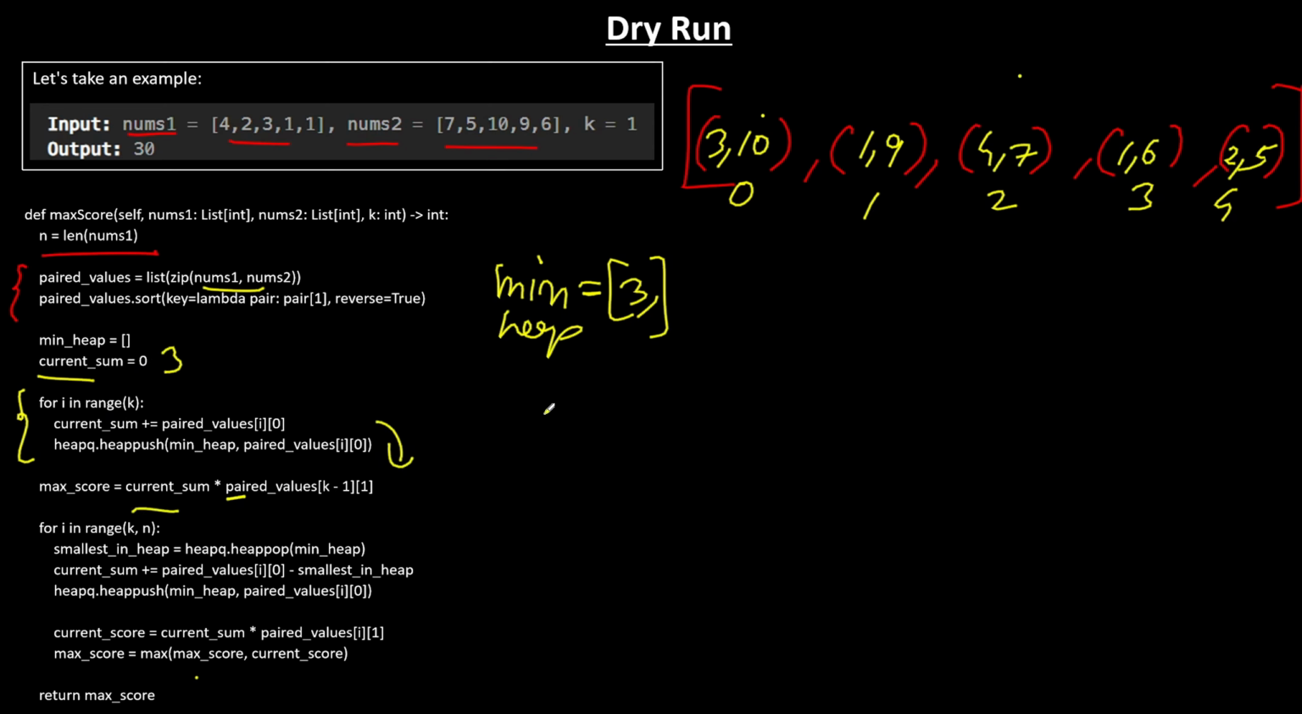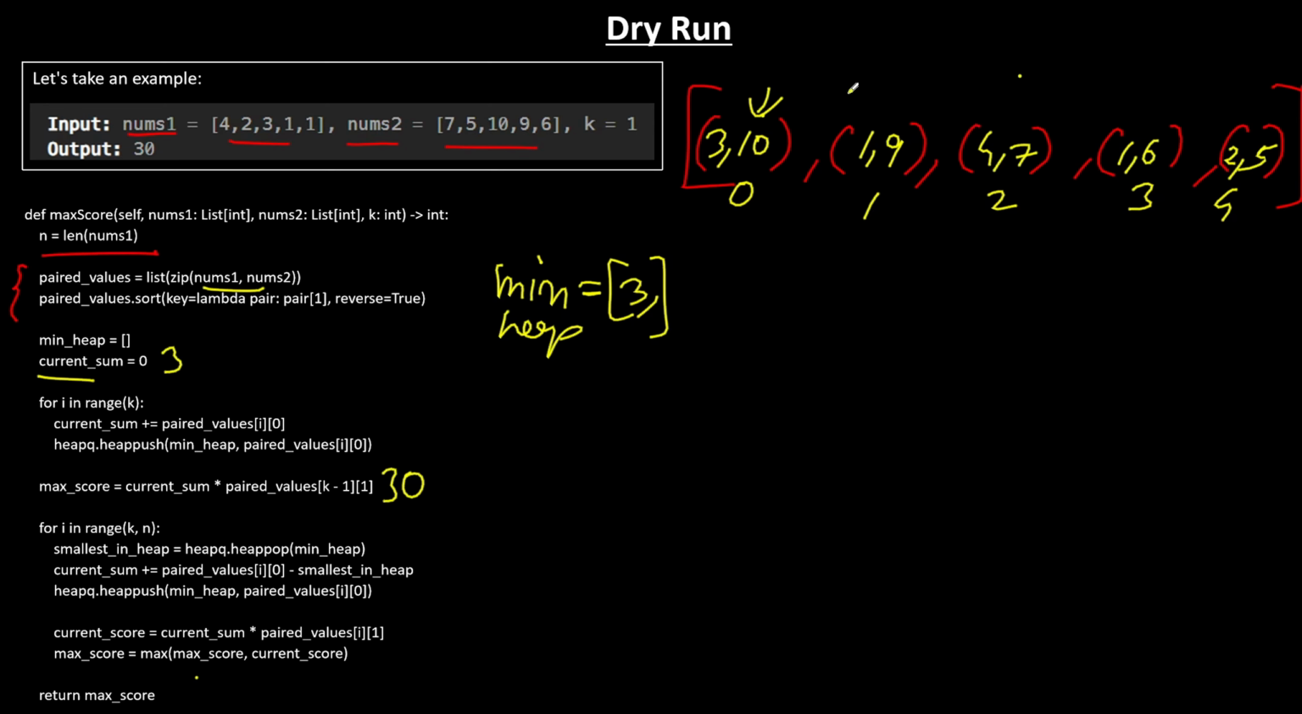And what is the current sum right now? It's 3, right? Multiplied by the k minus 1. Since k is 1, 1 minus 1 is 0. So we have 10 here. So we'll multiply it by 10. And what we get? We get 30 as our max score up till this index. Okay. So I will write it here itself. It's 30. Great. So we'll move ahead.